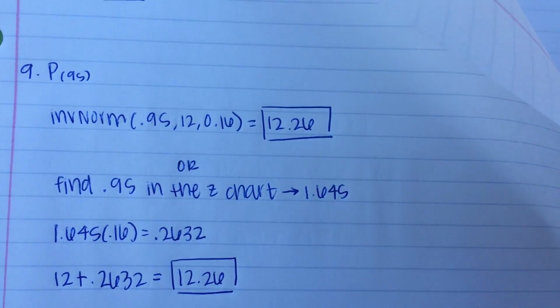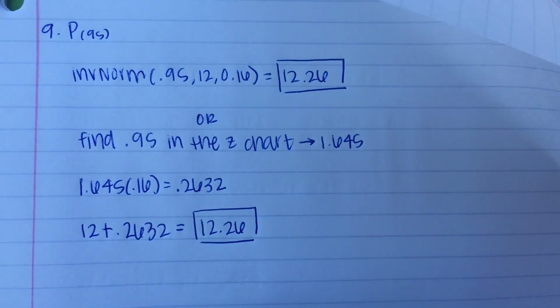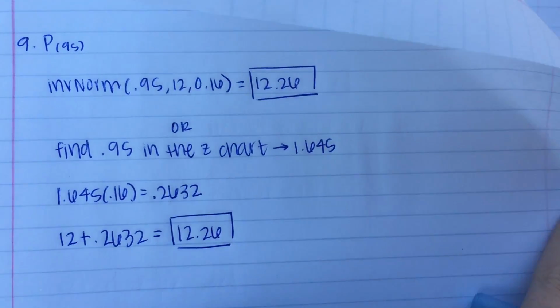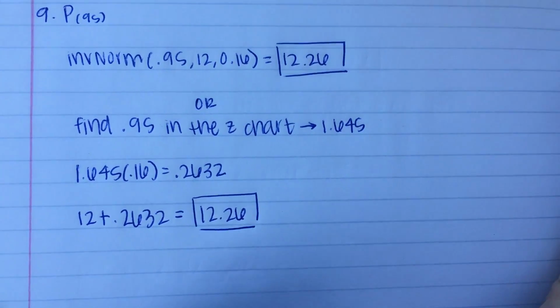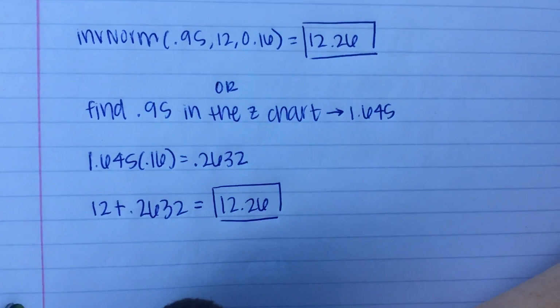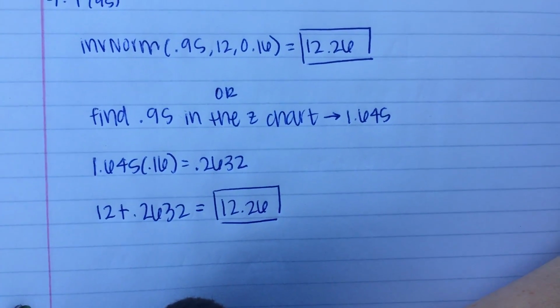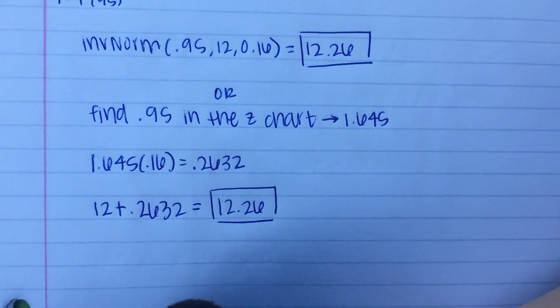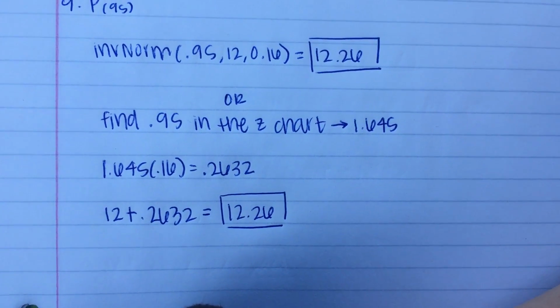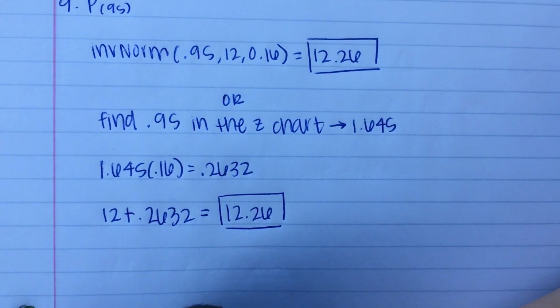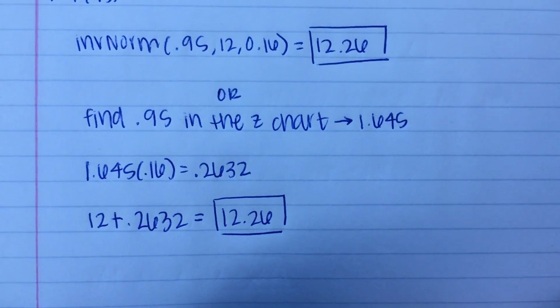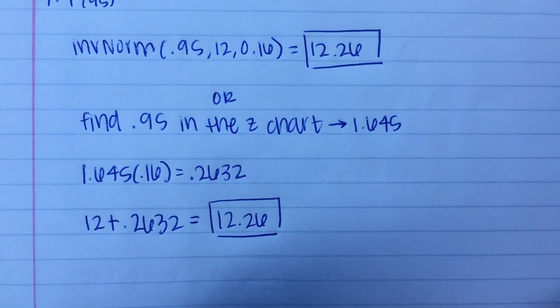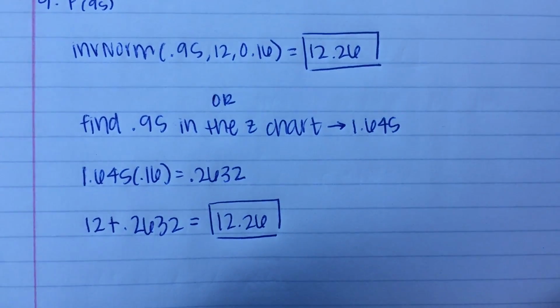Or if you wanted to do it by hand, you could find 0.95 in the z chart, and when you do that, you find 1.645, and you'd multiply that by 0.16, which is the standard deviation, and you'd get 0.2632. And you just add that value to the mean, which in this case is 12, and you end up with the same answer, which is 12.26.